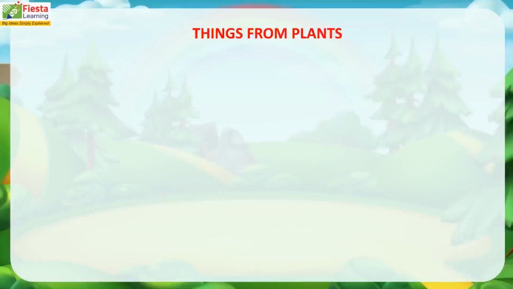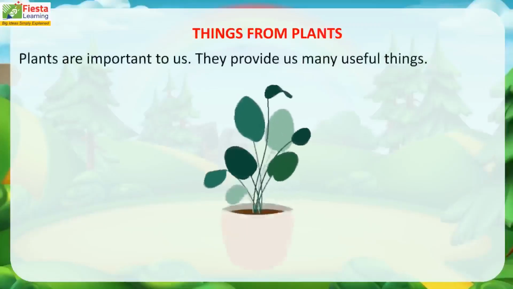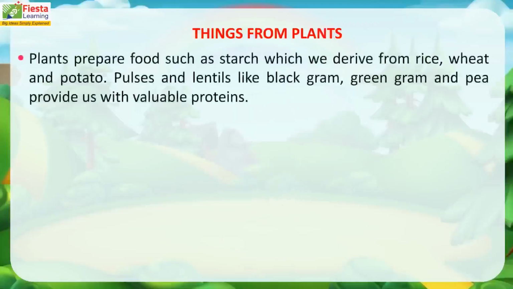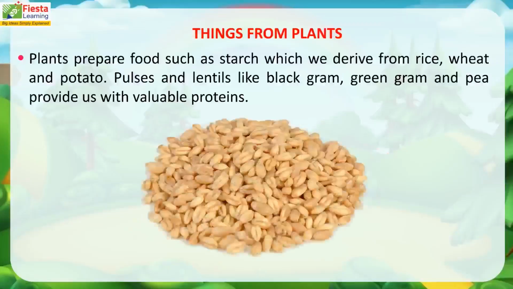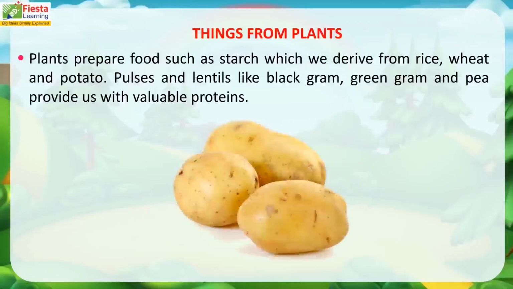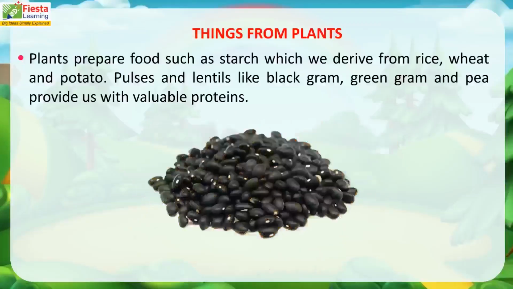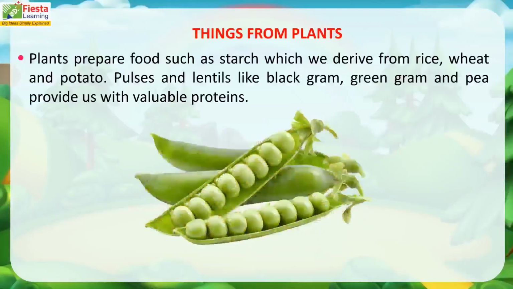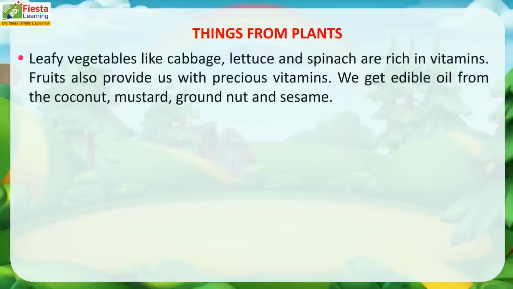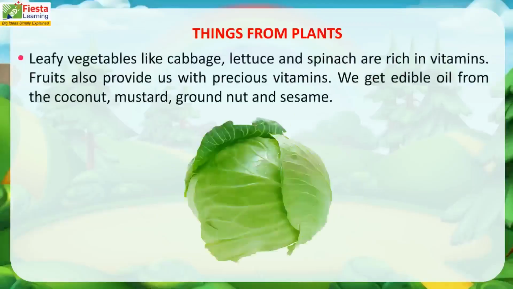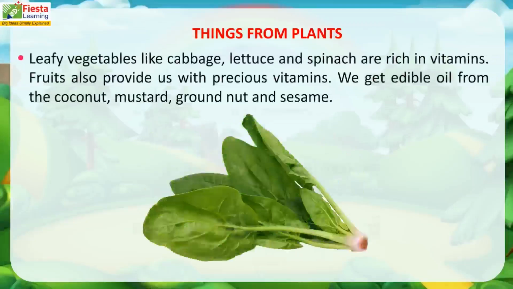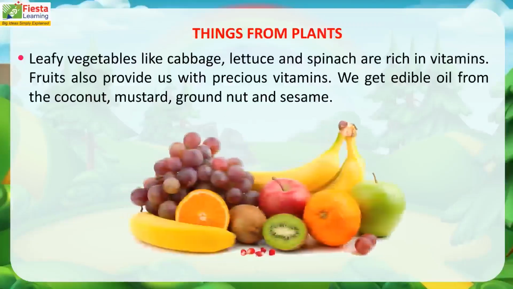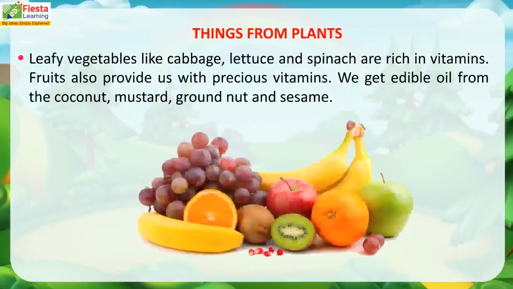Things from plants. Plants are important to us. They provide us many useful things. Plants prepare food such as starch, which we derive from rice, wheat, and potato. Pulses and lentils like black gram, green gram, and pea provide us with valuable proteins. Leafy vegetables like cabbage, lettuce, and spinach are rich in vitamins. Fruits also provide us with precious vitamins.